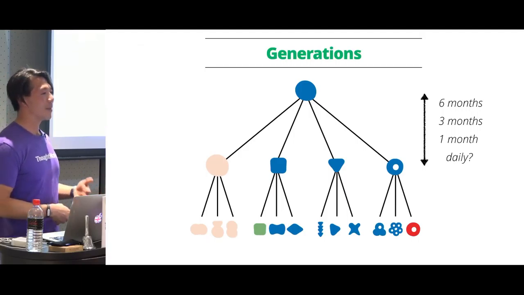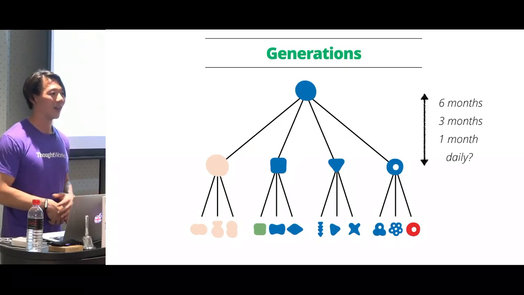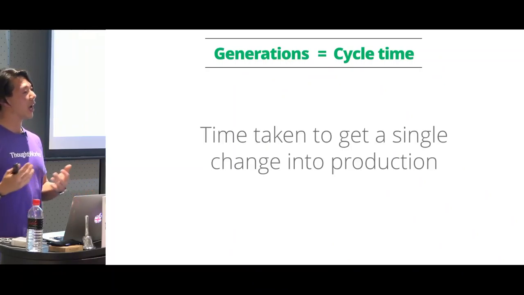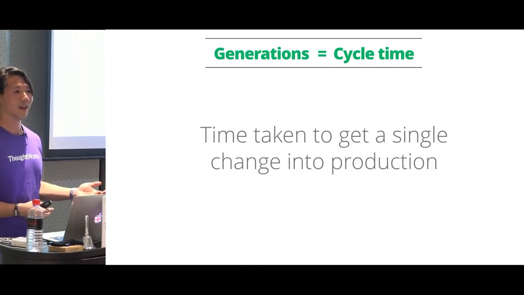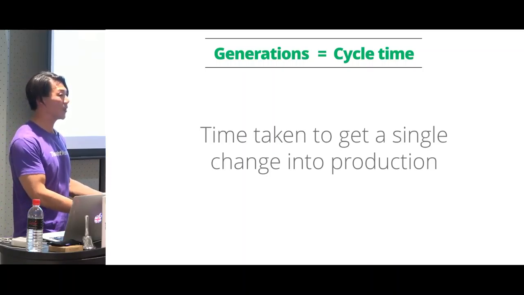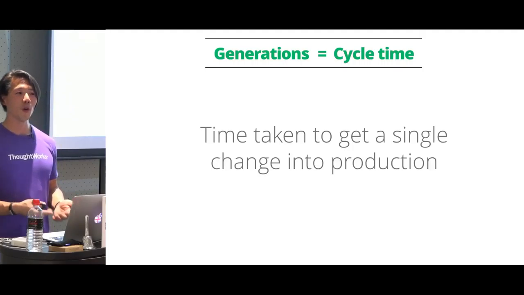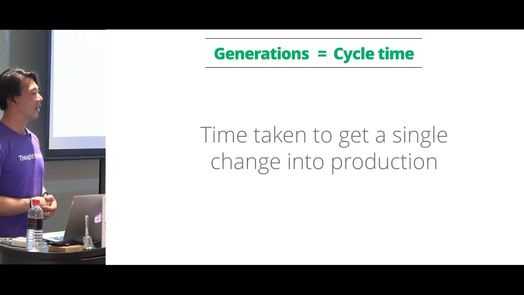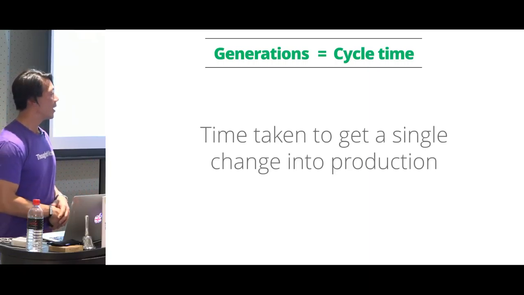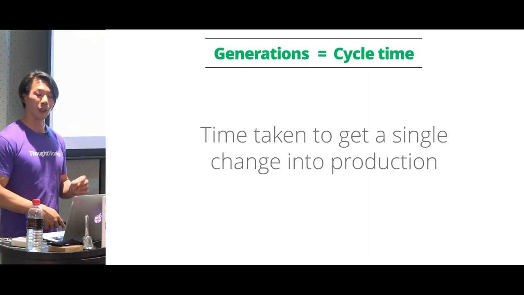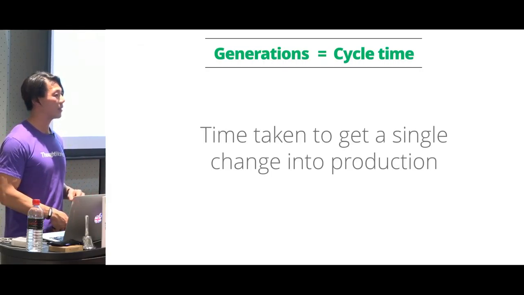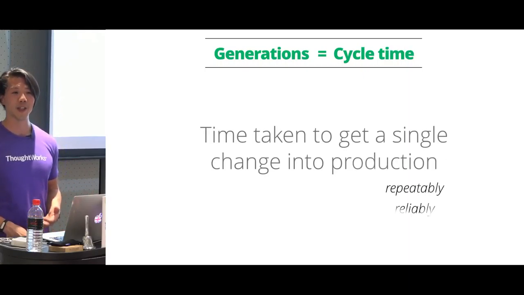When you're thinking about how you can make more generations of software, this idea is about cycle time. This is the time taken to get a change into production. With your generation of software, you do not know if it's successful until it's live, until users are actually using it. So this will be your bottleneck and your constraint on whether or not you can test your architecture for change. It's really important that you think about cycle time and reducing that. But it's not only about reducing the cycle time, it's also about being able to do this in a repeatable, reliable fashion.